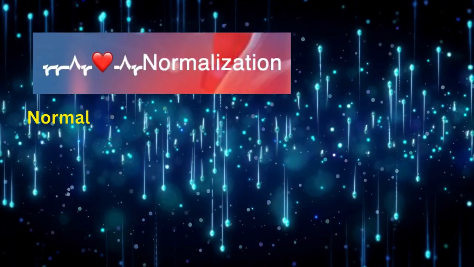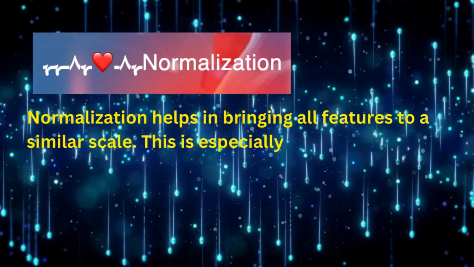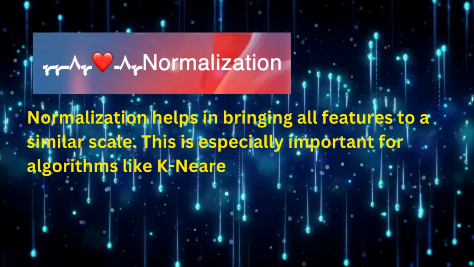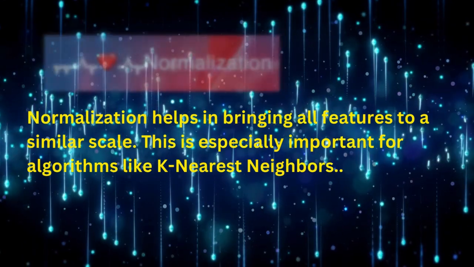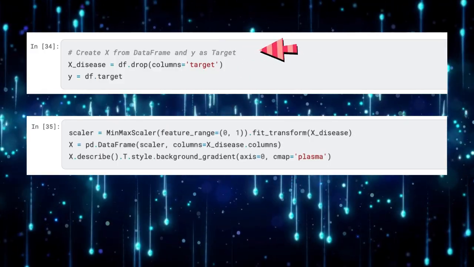Normalization. Normalization helps in bringing all features to a similar scale. This is especially important for algorithms like k-nearest neighbors. Let's go through scaling our features using min-max scaling, creating features x and target y.